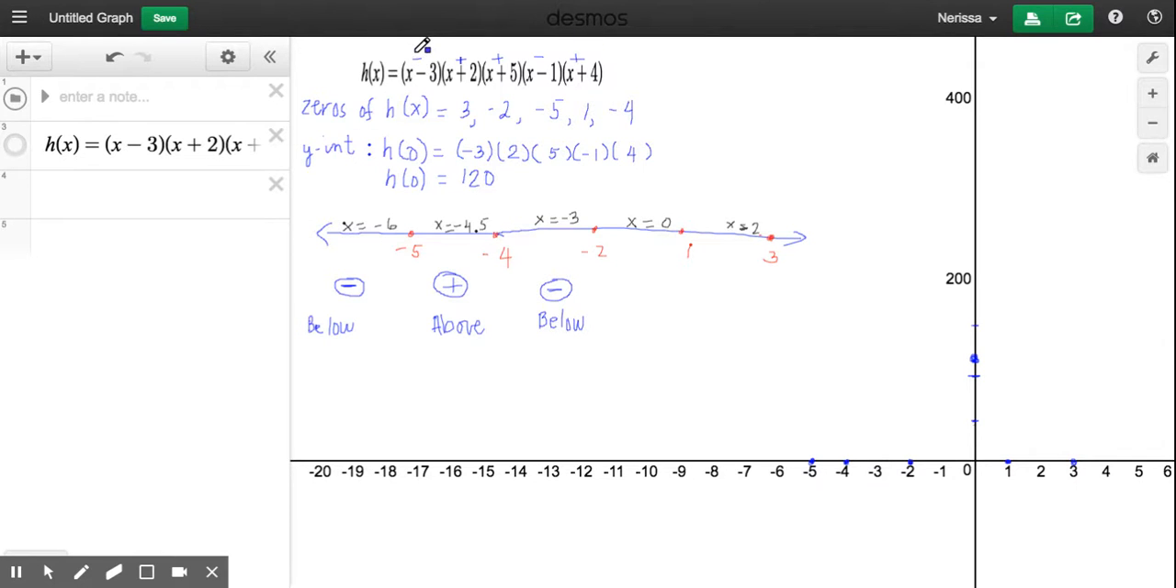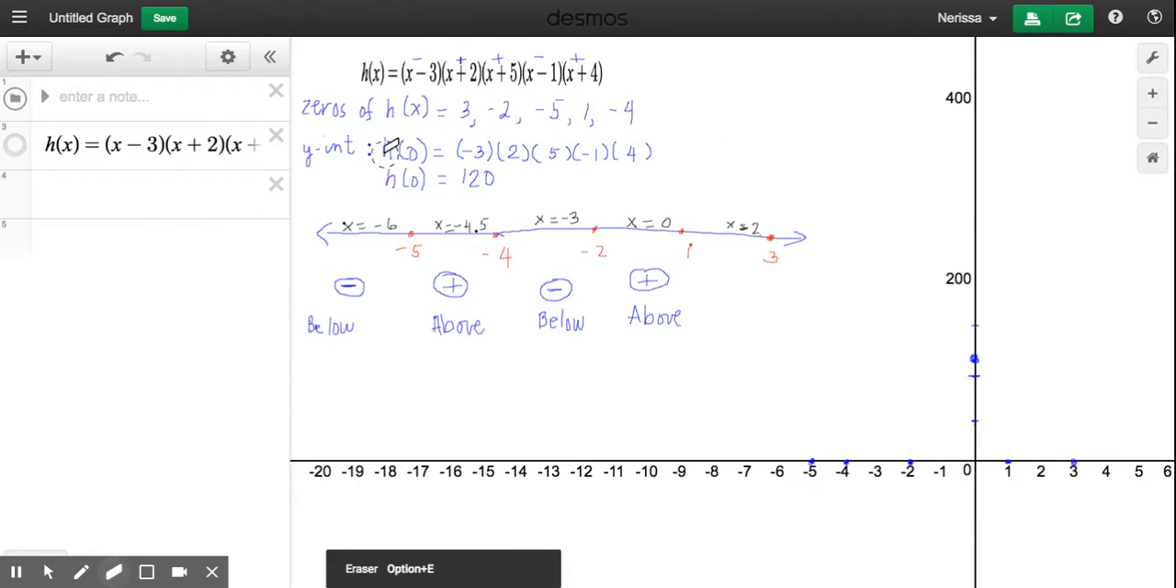Is that right? Again, when x equals 0, this is negative. 0 plus 2 is positive. 0 plus 5 is positive. 0 minus 1 is negative. And 0 plus 4 is positive. So it's going to be, okay, negative times positive is negative, times negative is positive, times positive is positive. So here, h of x is positive. Therefore, h of x is above the x-axis.